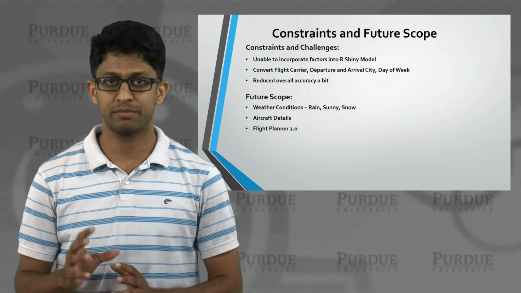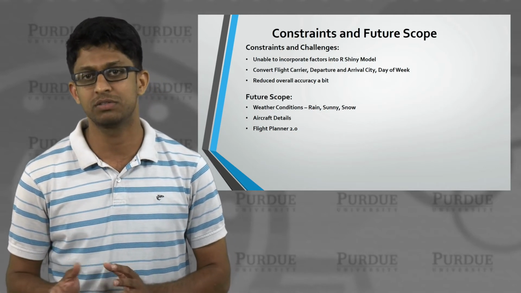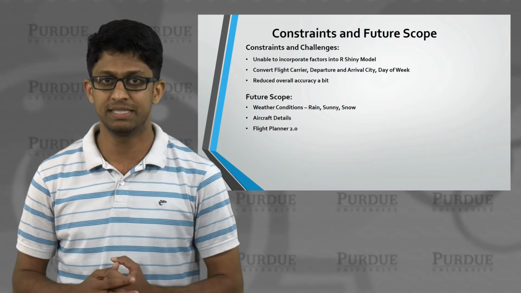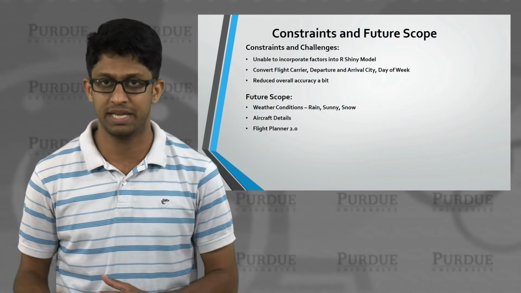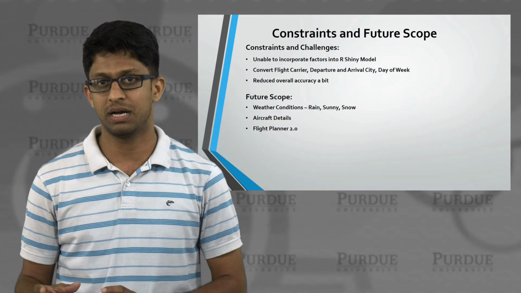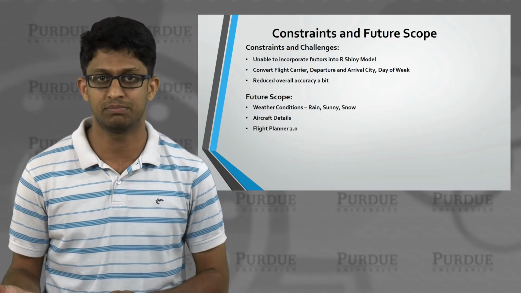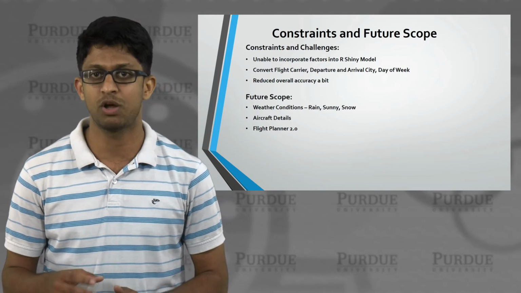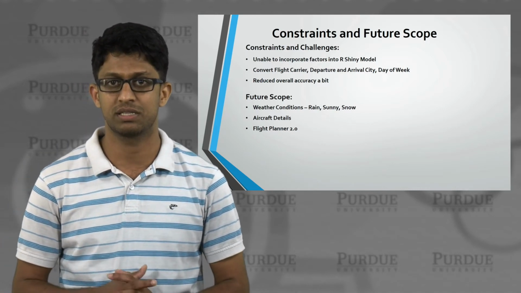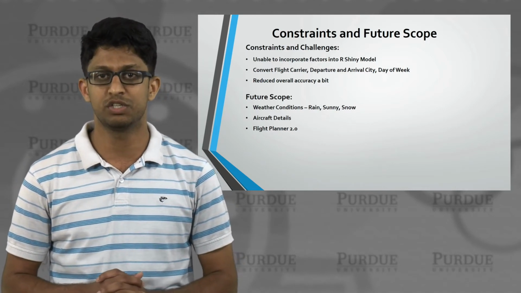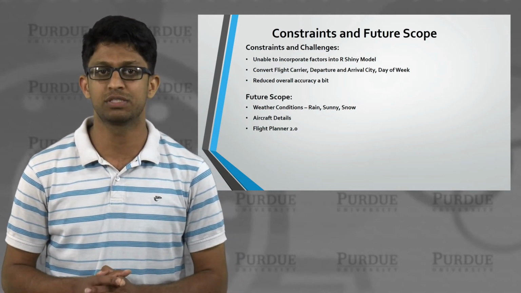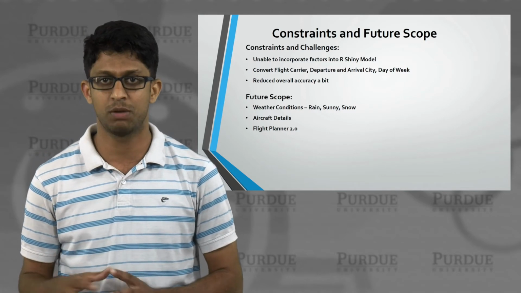Again, the main factors that we identified as contributing to the model were the flight carrier, the departure and arrival city, and the day of week such as Monday, Tuesday, Wednesday, etc. We used a lot of other columns such as the population, average delay, and the total number of flights operated by a carrier, etc. to convert these categorical features into numerical features. But another issue was that this reduced the overall accuracy of the model by a small percentage.